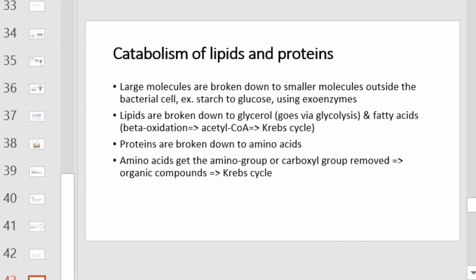Catabolism of lipids and proteins. Large molecules are broken down into smaller molecules outside the bacterial cell. Starch can be broken all the way down to glucose using exoenzymes. Lipids are broken down to glycerol via glycolysis and fatty acid beta oxidation, acetyl-CoA, and then eventually into the Krebs cycle. Proteins are broken down into amino acids. Amino acids get the amino group and carboxyl group removed, and organic compounds then enter the Krebs cycle.